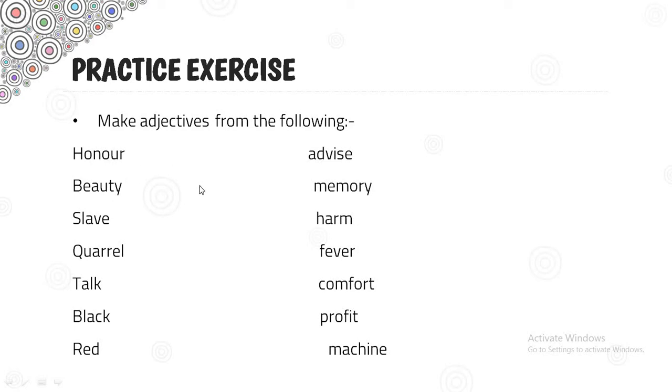Beauty, beautiful. Slave, slavish. Quarrel, quarrelsome. Talk, talkative. Black, blackish. Red, reddish. Advise, advisable. Memory, memorable. Harm, harmful. Fever, feverish. Comfort, comfortable. Profit, profitable. Machine, mechanical. So these are some of the adjectives which we make out of nouns and verbs.